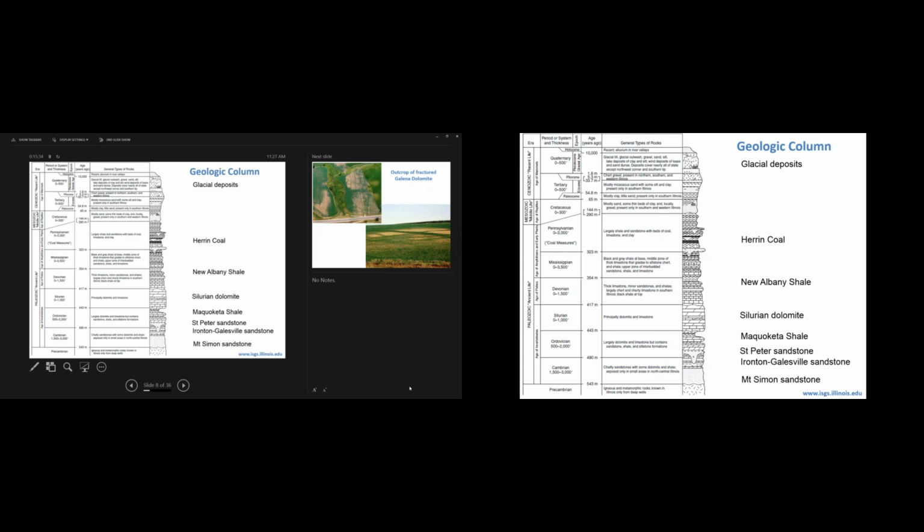Then there are other units in here you'll hear us talk about, the Galena, the Platteville Dolomite, and the Prairie du Chien, and all those other units. Those are secondary. Well, I don't want to say they're secondary. They're important, but these are the main units that we talk about.